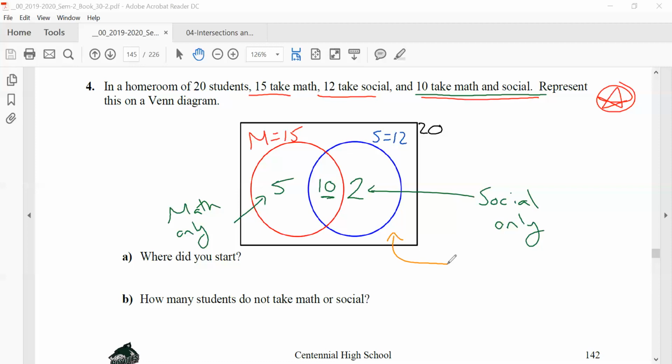Well, if there's 20 people in total in my class, and I've got 5 people taking math only, 10 people taking math and social, 2 people taking social, how many people am I missing? That sounds like 3 to me. Okay, so I got these 3 slackers that are not in math or social. So where did I start? Friends, always try to start at the intersection if you can, if possible. Okay, and then B, how many students do not take math or social? Well, there's 3 slackers.